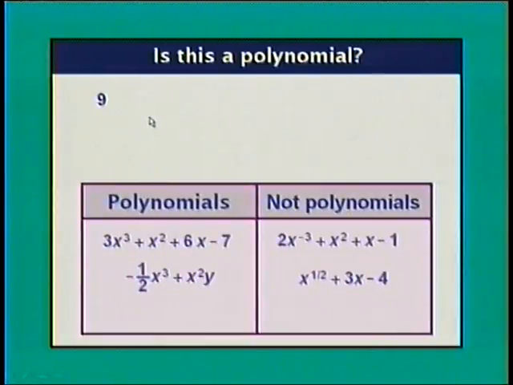What about the constant 9? Well, remember, with constants, we can think of our constant as 9x to the 0, for instance. It's a 0 degree term, so this is a polynomial. It happens to be a monomial since there's only one term.